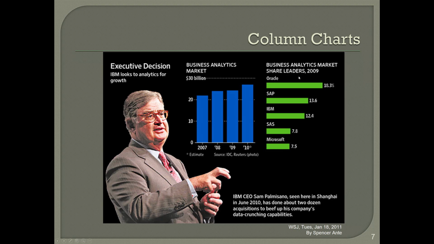But here's an example where we do have true categories. We don't have years for the categories. We have actual companies, business analytics market share leaders, and the percentage for each. You notice they put it in descending order. That's called a Pareto chart, and it's kind of nice because your eye goes directly to the one with the highest market share.